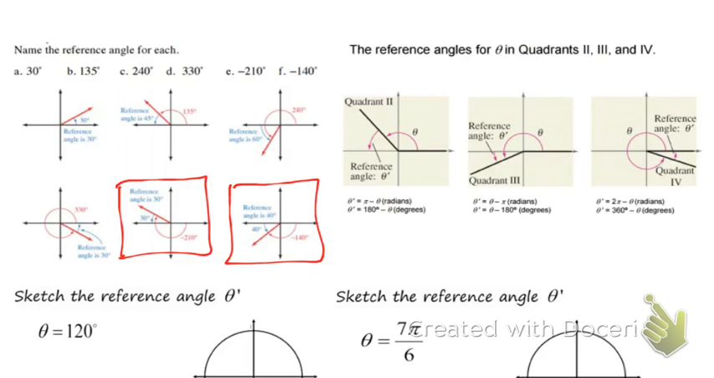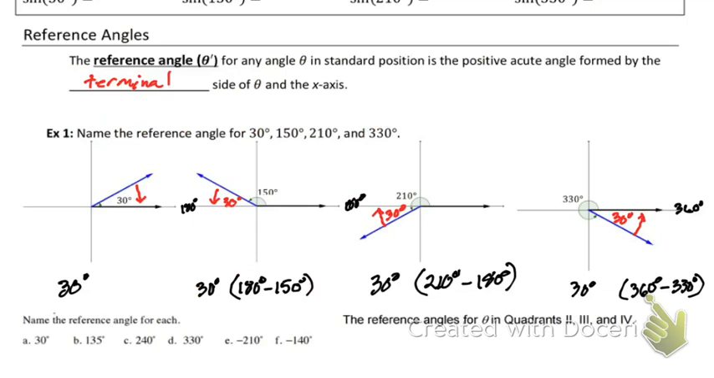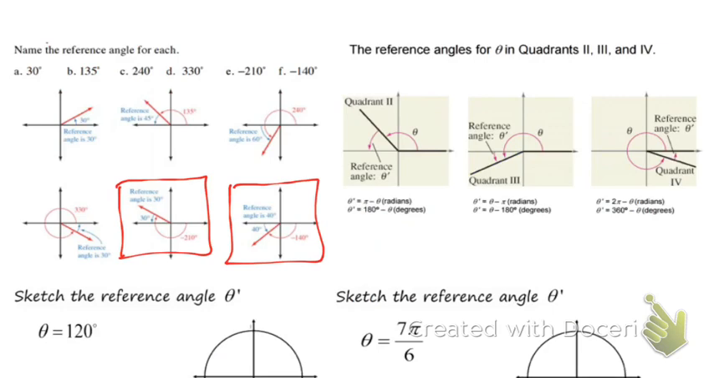If you are in quadrant 2, so let's go back here, quadrant 2 is at 150 degrees. Note we did 180 minus 150. That's always going to work. Our reference angle is always going to be either 180 or pi minus the degrees or the radians. So if you're in quadrant 2, you do 180 minus the angle.